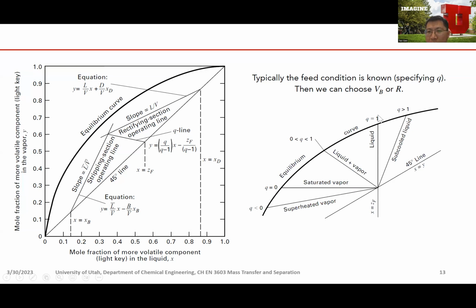For a saturated liquid, it's a vertical line, q equals 1. For a saturated vapor, it's a horizontal line, q equals 0. If it's a liquid-vapor mixture in equilibrium, q is a value between 0 and 1, in this range. If it's a subcooled liquid, then q is larger than 1. If it's a superheated vapor, q is smaller than 0, and the line is below this horizontal line.